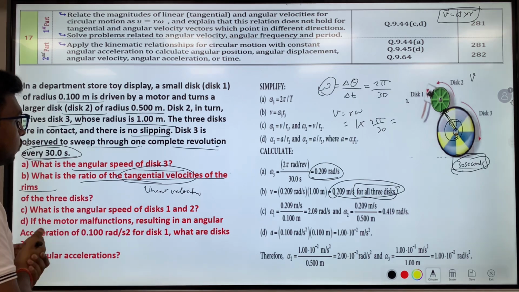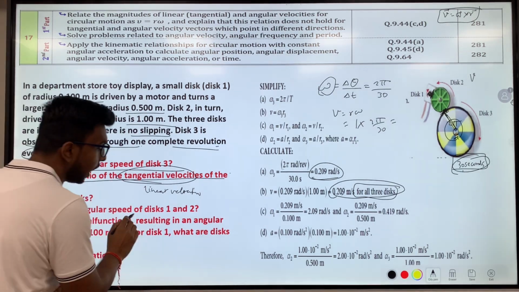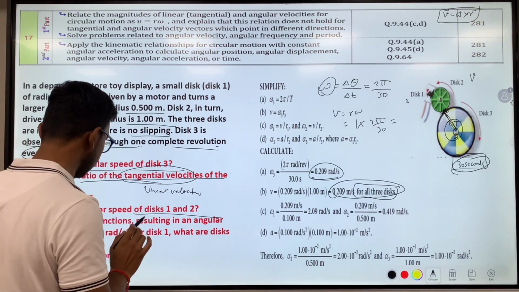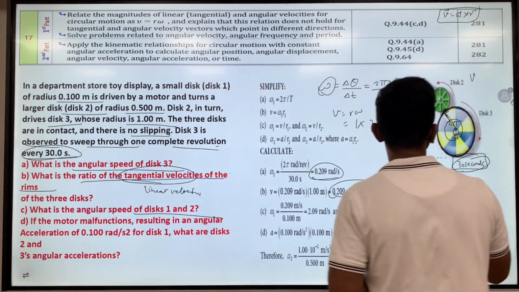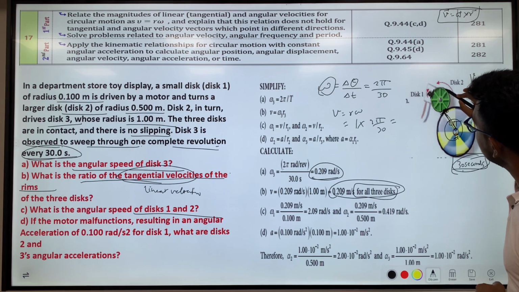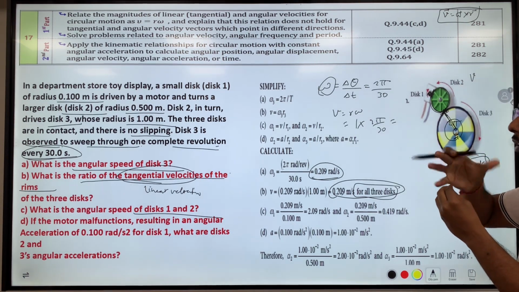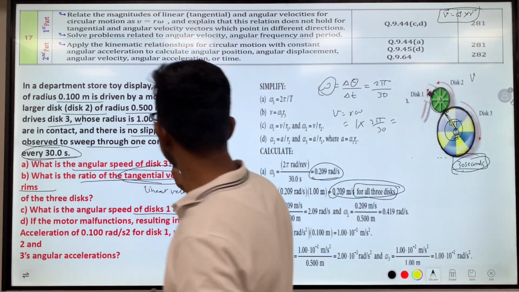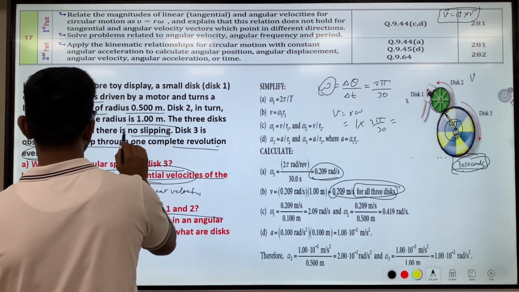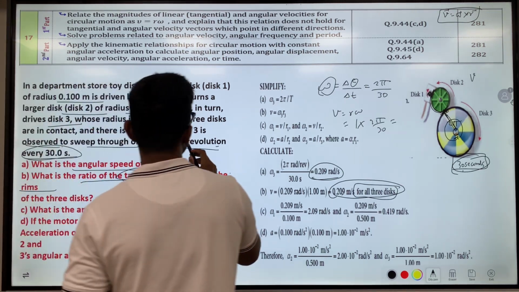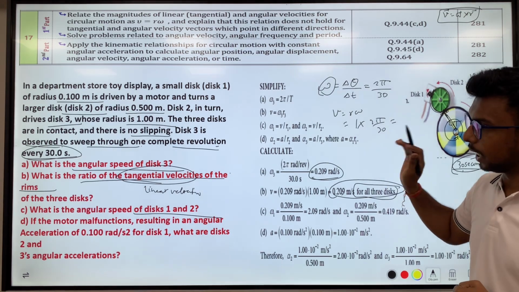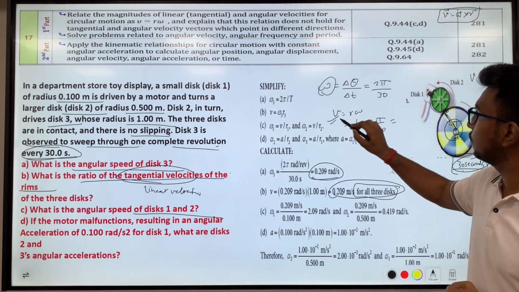What is the angular speed of the discs 1 and 2? Angular speed. We don't have to find out the linear speed, the angular speed will be different. To find out the angular speed, we need to check how much time this one takes to complete the full rotation. They have not given you the time, but that's fine. If I have the linear speed, I know the linear speed is same for all three.